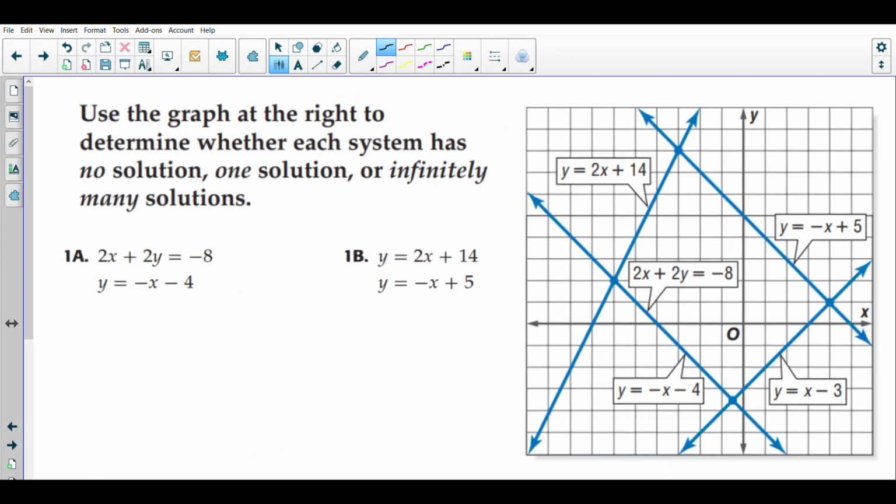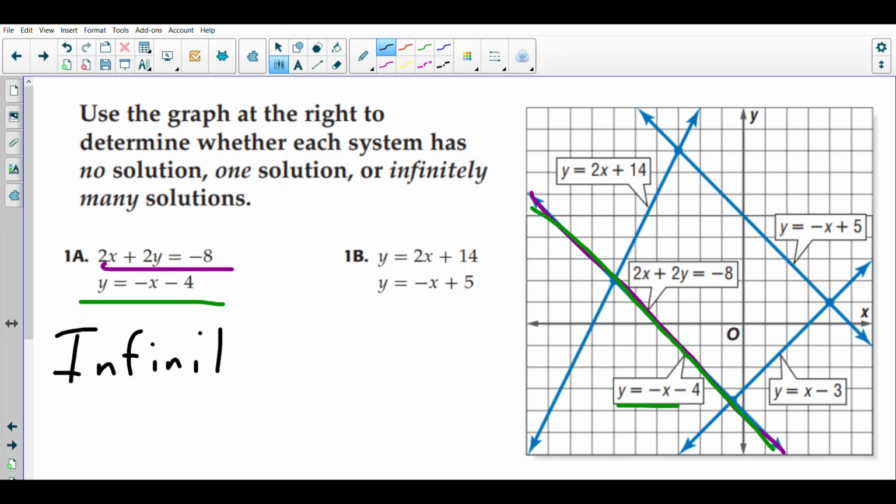All right, let's do a couple more. I'm going to do the same thing with colors. I'm going to change my color. There we go. So 2x plus 2y equals negative 8. Once again, we already found that one right there. And then I'm looking for y equals negative x minus 4. And we see that there's a bubble right here that's pointing to the exact same line. So they coincide and they're literally on top of each other. So that means there are infinite solutions.